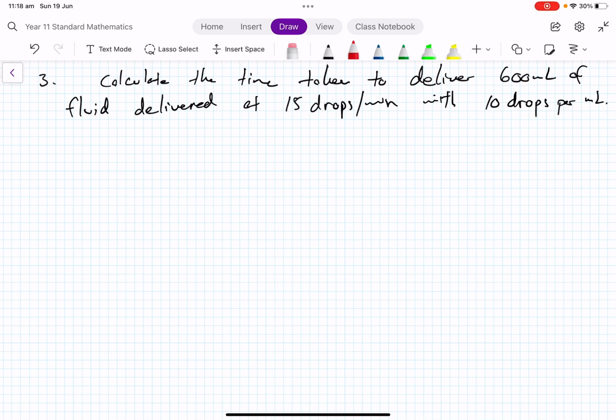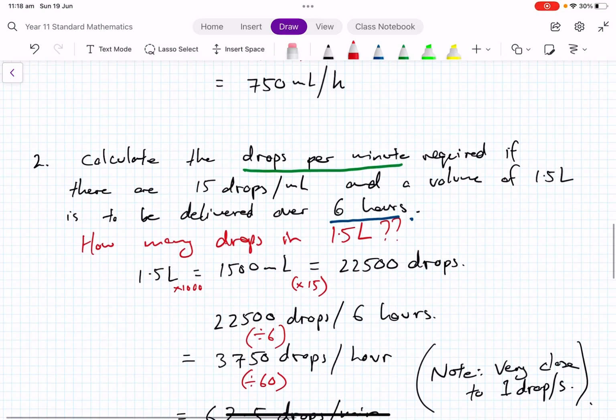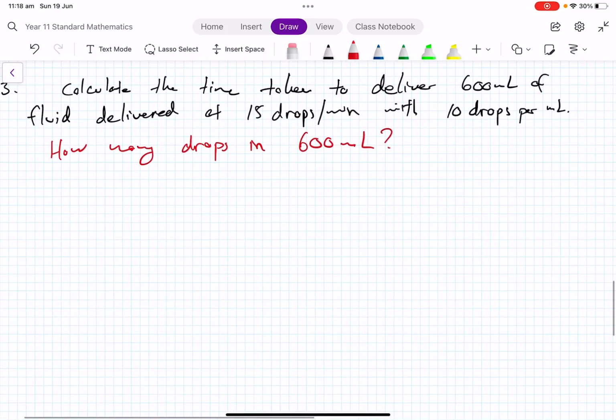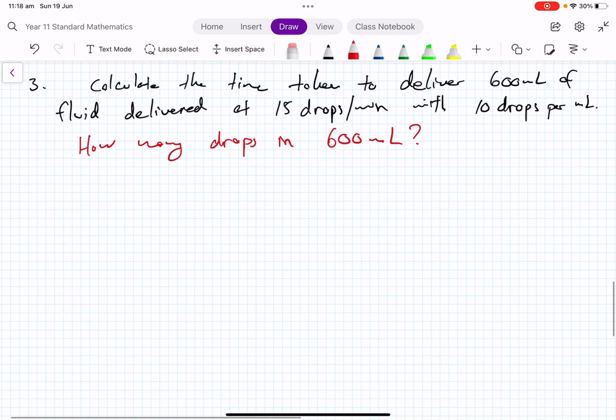Because I know it's 15 drops per minute, we can work all that out. So how many drops in 600 mils? This part is actually very similar. Notice the first one did how many drops in 1.5 liters? We're asking the same question here. Just the final thing is not going to be a rate, but a time it takes.